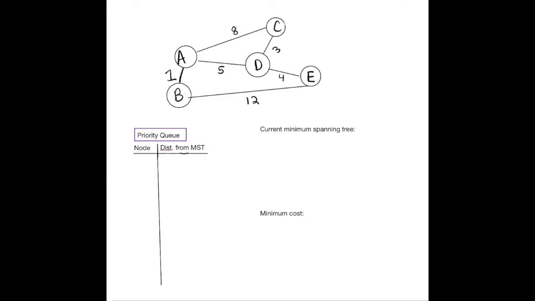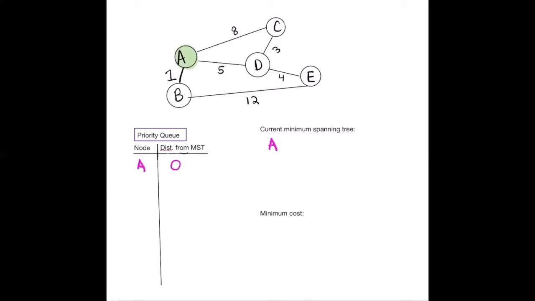So I can start from any node, and I'll choose A, and I will insert it into my priority queue, which sorts by the distance from the current minimum spanning tree, or MST for short. So I will insert it, and the distance from the MST is 0 because the MST is non-existent currently. So since A is the only item in the priority queue, I can insert it into my minimum spanning tree list and also highlight it in my graph.